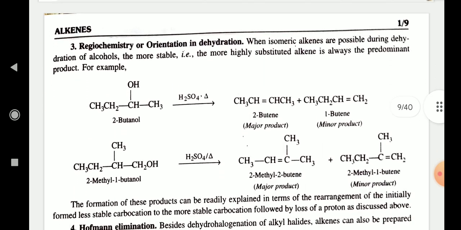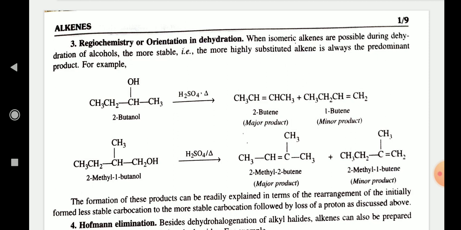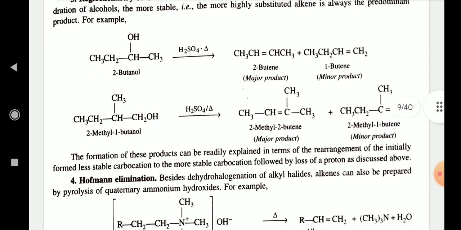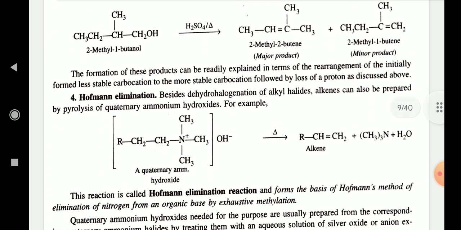Third is regiochemistry or orientation in dehydration. When isomeric alkenes are possible during dehydration of alcohols, the more stable, that is more highly substituted, alkene is always the predominant product. The formation of these products can be readily explained in terms of the rearrangement of the initially formed less stable carbocation to the more stable carbocation, followed by a loss of proton as discussed above.